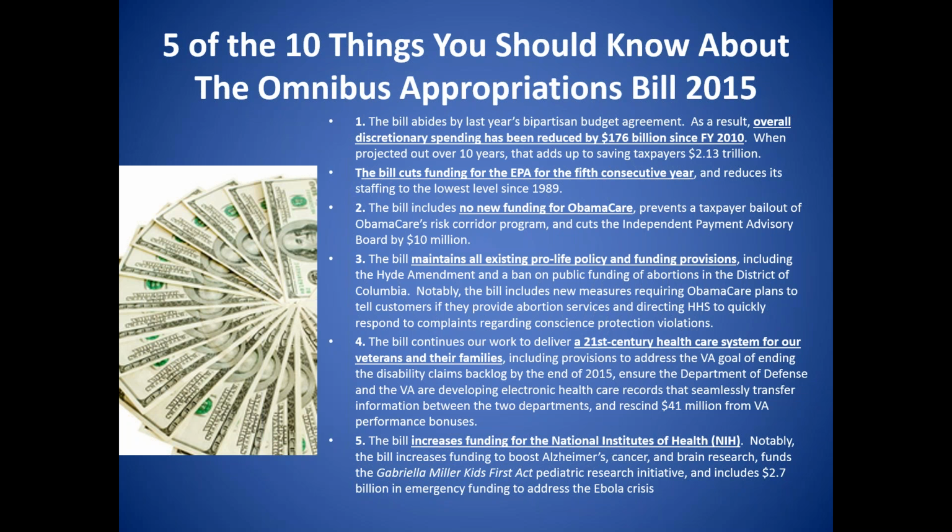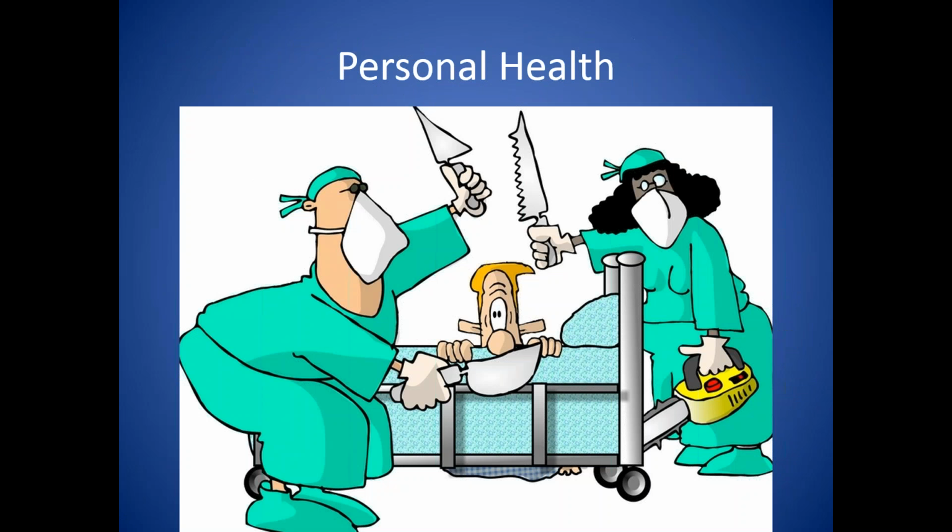And then finally, the bill increases funding for the National Institutes of Health. Notably, the bill increases funding to boost Alzheimer's, cancer, and brain research, pediatric research, and emergency funding related to the Ebola crisis. So you can see as part of the implementation of policy related to delivery, we see some areas which are receiving increased funding, while concurrently other areas are either flat funding or actually decreases in funding.